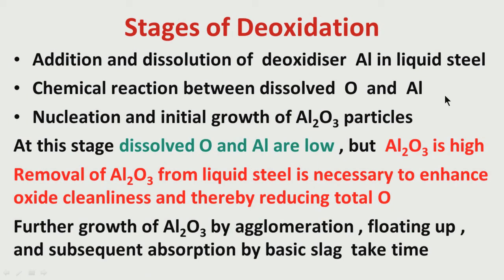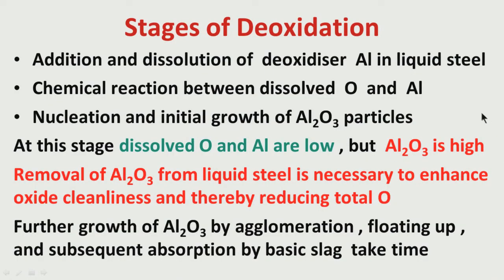So, at this stage, what is the situation? We have added aluminum, which has got into solution in liquid steel. This aluminum in liquid steel is reacting with oxygen, producing alumina. So, in the process, the dissolved oxygen and dissolved aluminum have come down because of the reaction, but the product alumina is initially in the liquid steel; it has nucleated, and it has slightly grown to some extent, but this amount is very high. So, from the cleanliness point of view, we have taken care of dissolved oxygen by using aluminum, but there is still alumina in liquid steel, which is the deoxidation product.